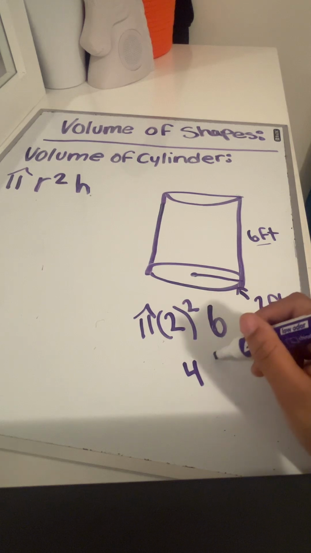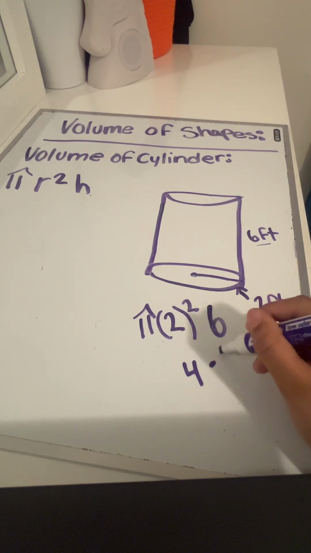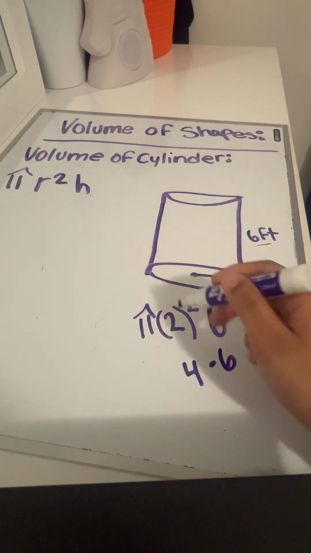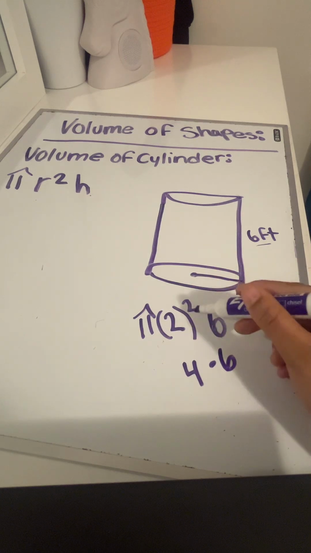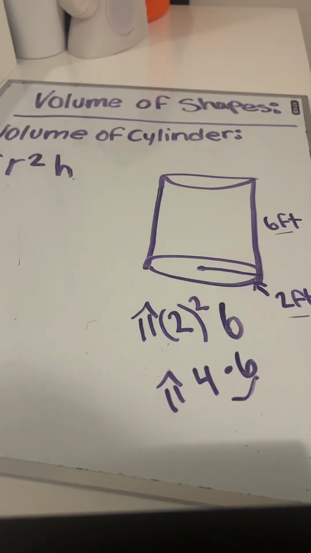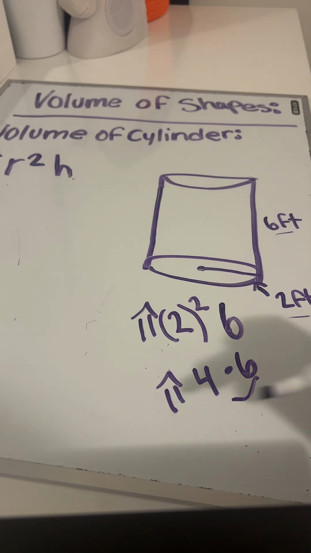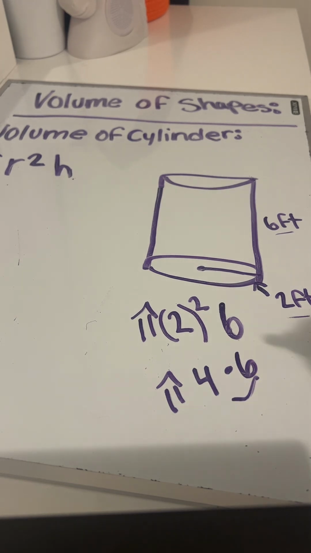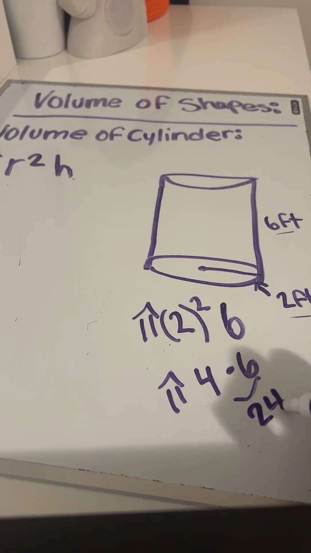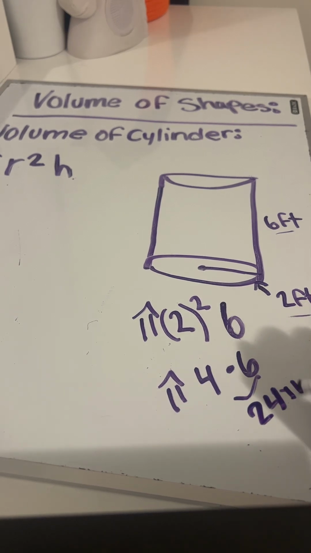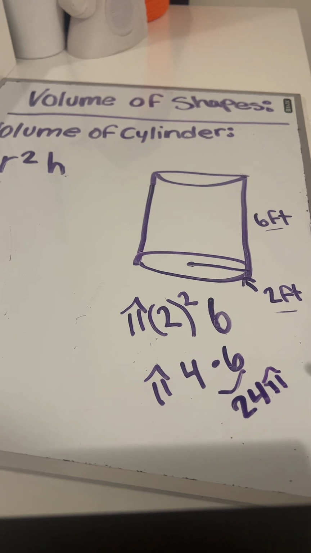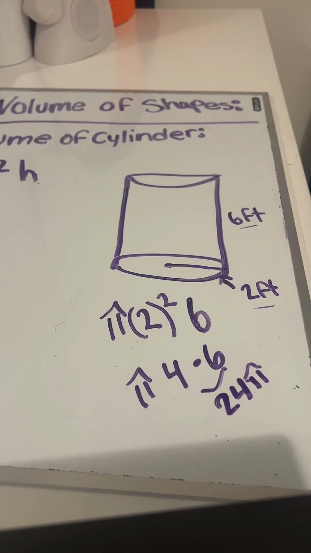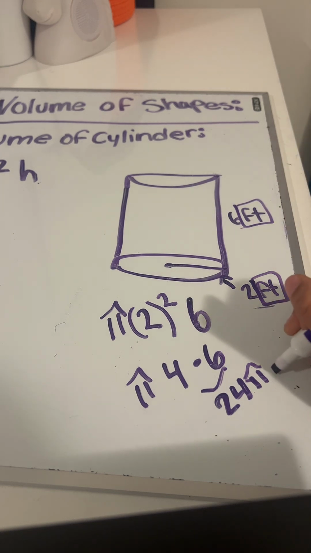Then we just bring down the 6, because we still have to multiply by 6. Since we have the parentheses, it's going to mean multiplication. Now we can't forget to bring down the pi, so we brought down the pi as well. And now 4 times 6 will give us 24 pi. You keep the pi sign. And then we can't forget about this right here, the feet. They both have feet, so we're going to add it in our answer.